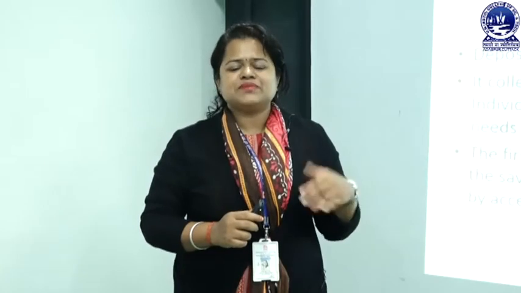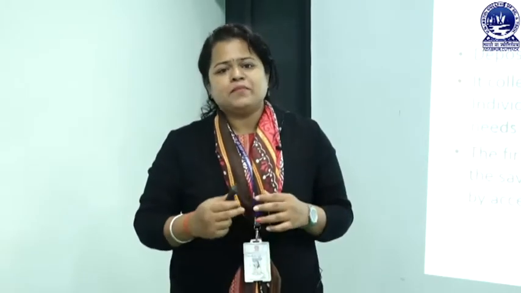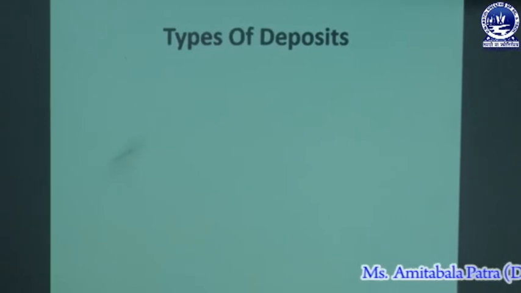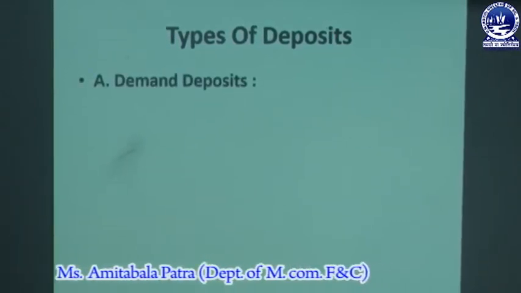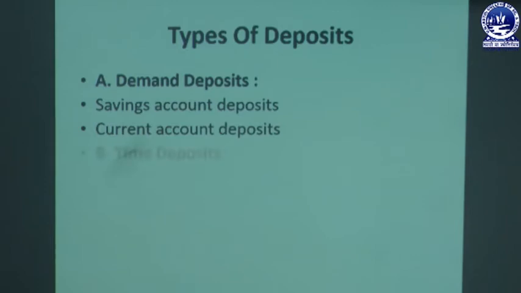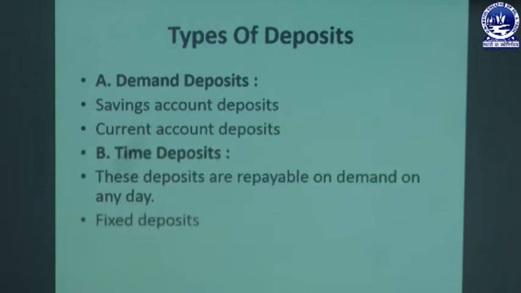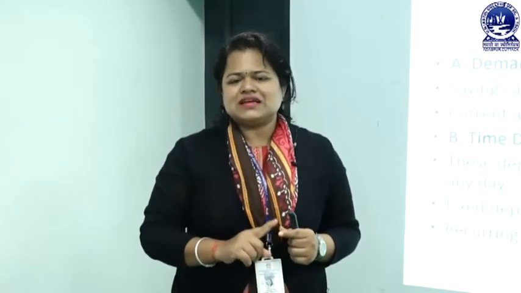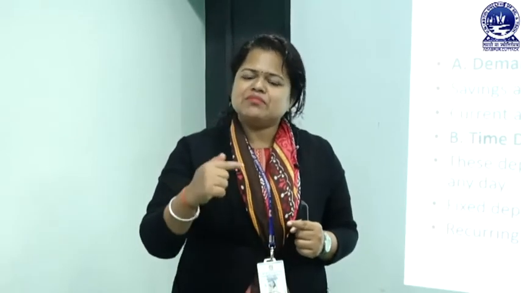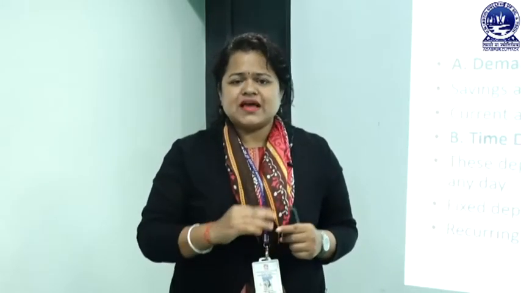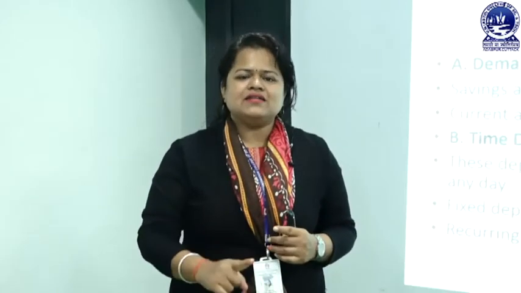This function of accepting deposits could be of various types, so the bank accepts deposits in various ways. We will look into the types of deposits. It could be a demand deposit, which is a savings account deposit or a current account deposit, or it can be a time deposit, which is a fixed deposit or a recurring deposit. So the deposits that the commercial bank takes are of two broad categories, demand deposits and time deposits. In demand deposits we again have two types, savings bank deposit and current deposit, and in time deposits we have fixed deposit and recurring deposit.